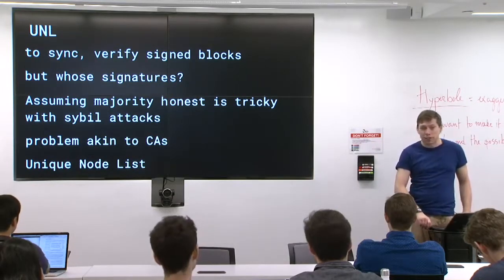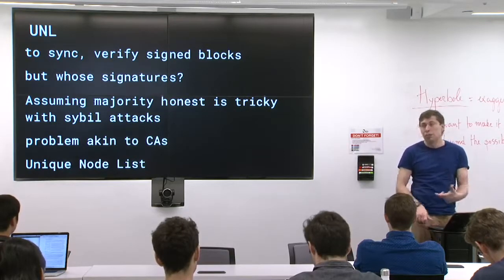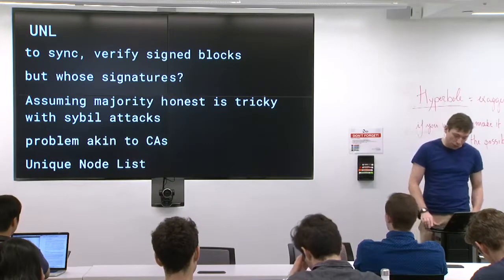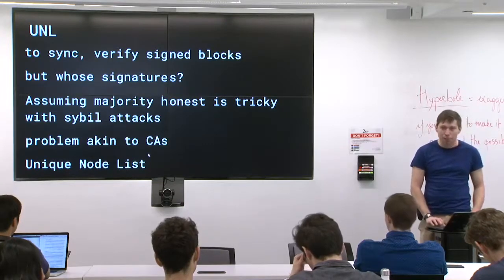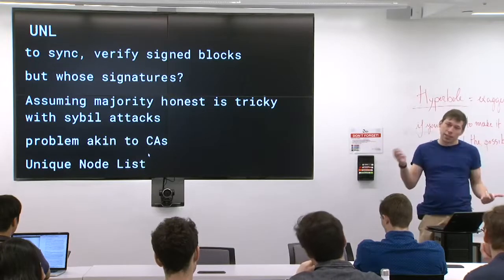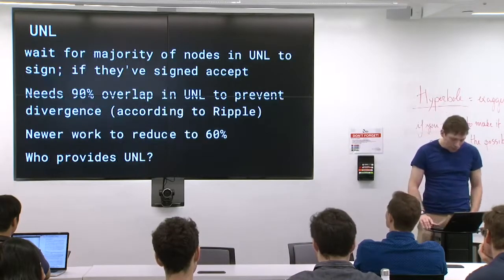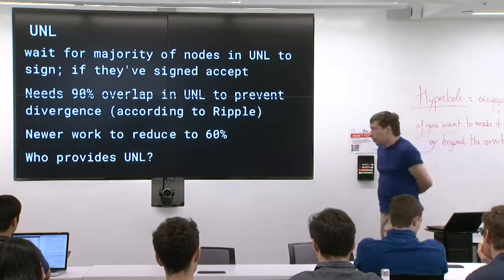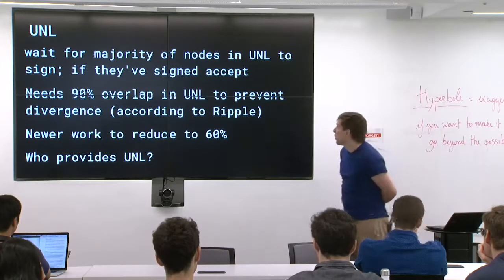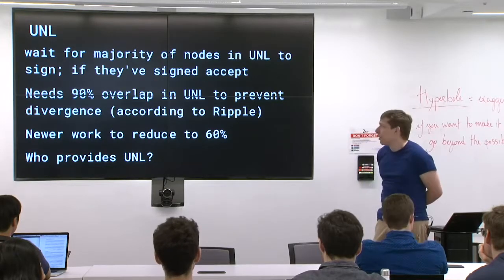The CA has to verify that whoever's presenting a public key is actually the Washington Post. So the actual certificate is basically: here's a pub key, here's a name, and then the CA signs. And you can look at those. Okay, so for synchronization, you wait for a majority of nodes in your unique node list to sign, and if they've signed, accept.